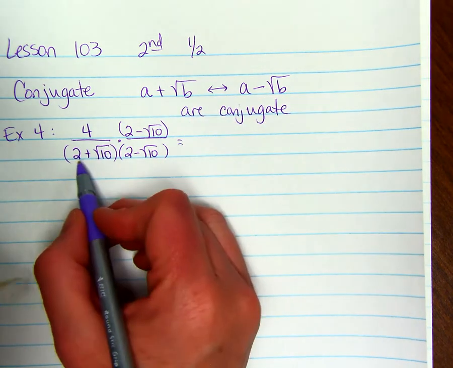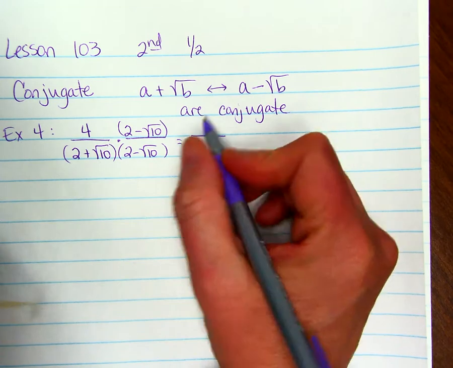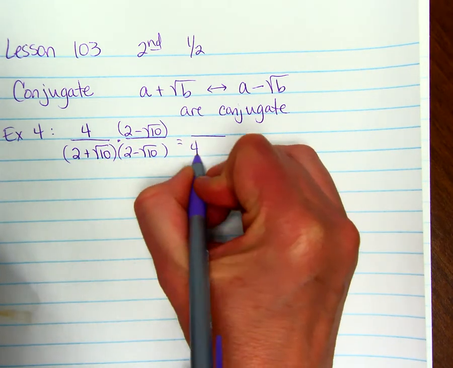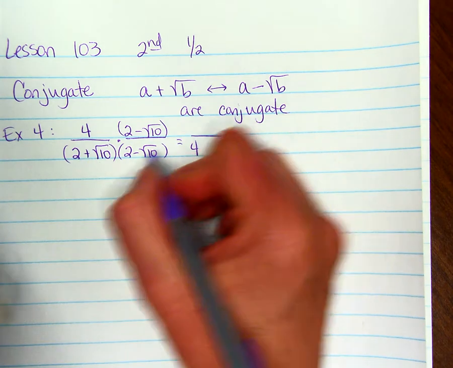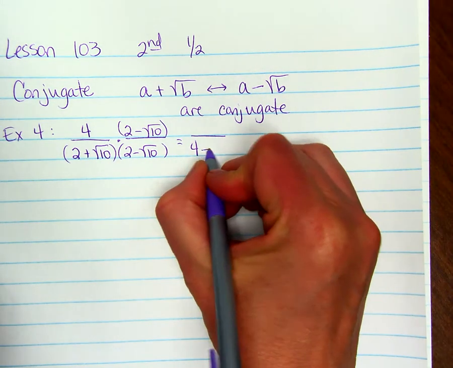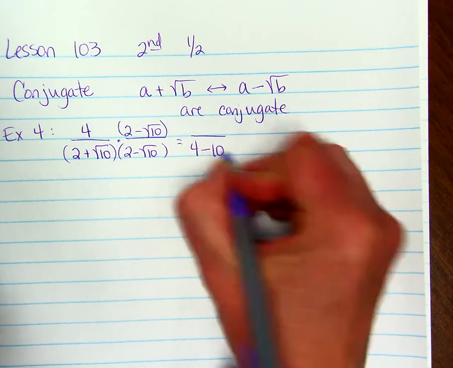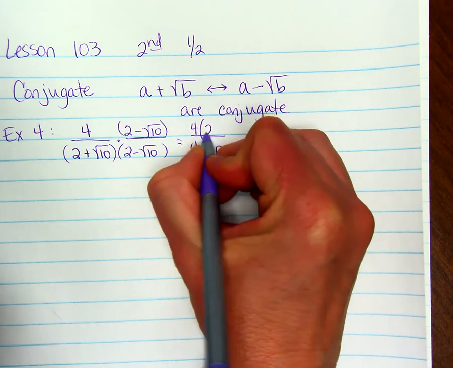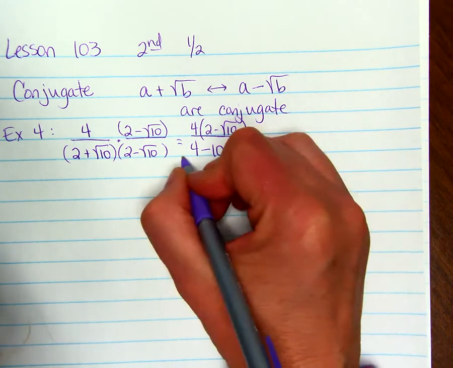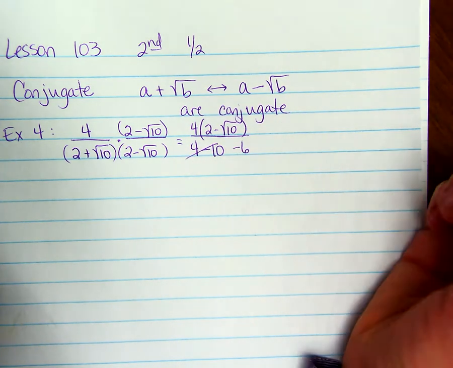So we're going to have 4 minus, so we square the first, 4, the middle term cancels out, 2 root 10 minus 2 root 10, that cancels, minus square root of 10 times the square root of 10 is just 10. And then in our numerator, we're left with 4 times 2 minus root 10. 4 minus 10 is a negative 6.